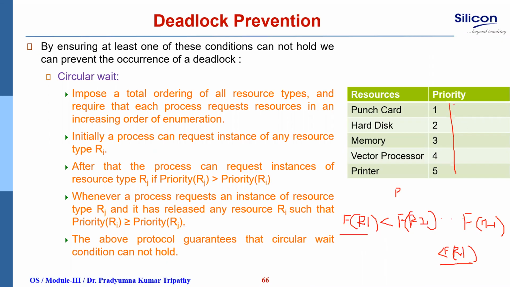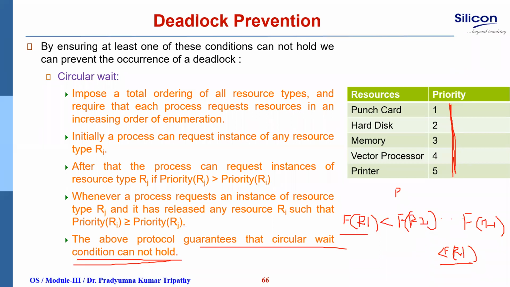So if you go on allocating the resources on this basis, it definitely guarantees that circular wait cannot hold, because we are always allocating a resource with a higher priority. So f of R1 is less than f of R2, f of R2 is less than f of R3, and like that f of R(n-1) is less than f of R1, which is never true, which will never become true. Therefore, the circular wait cannot occur.